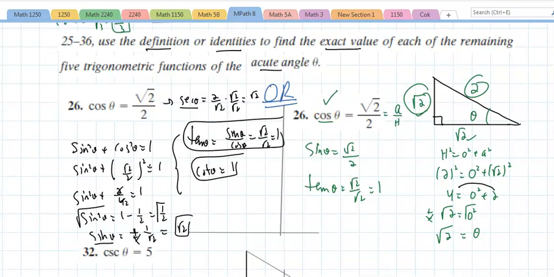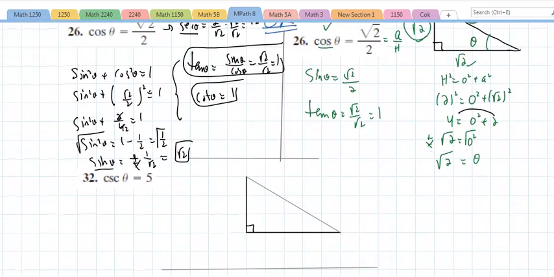If I jump to number 32, they give me the following. It looks a bit trickier than it actually is. So at first glance, you might think, wait a minute, I'm missing something. Well, you're not, because any quantities over 1, if you really think about it. So in this case, cosecant is the hypotenuse over the, let me see, associated with sine, the opposite. So the hypotenuse is 5, and if I call the angle theta right there, then the opposite is right there.